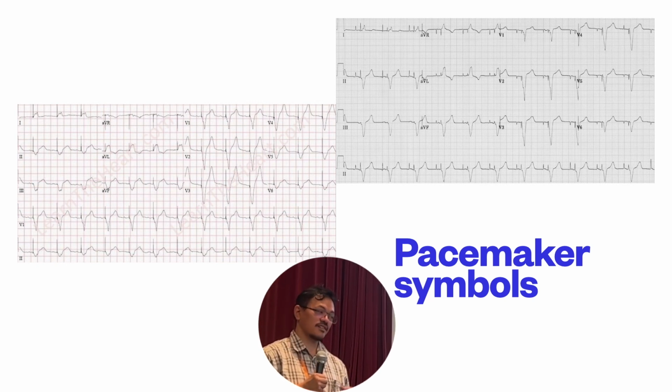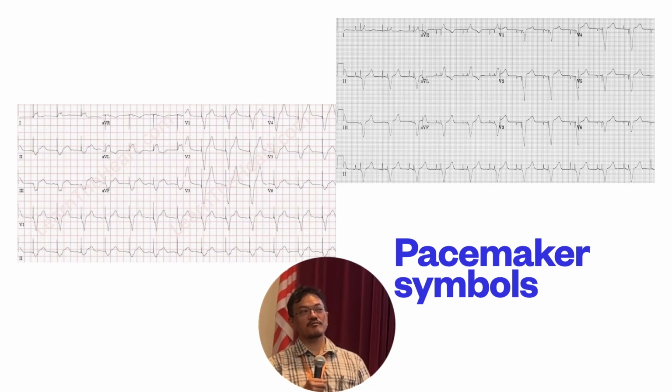So ICD has mainly three letters: shock chamber, anti-tachycardia pacing chamber, and then tachycardia detection chamber, and then anti-bradycardia pacing chamber. But that one is okay, not important. You can read it later.